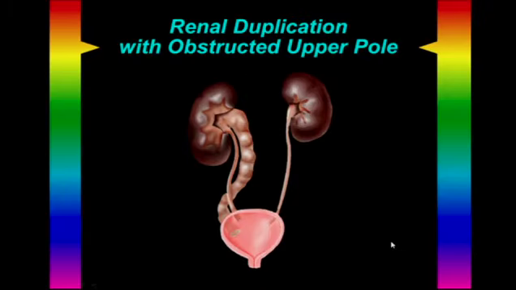Sometimes the kidney develops with two collecting systems. This is called a renal duplication. When this happens, it's not uncommon for the upper pole of the kidney to have an obstructed ureter, while the lower pole has a ureter that's not obstructed, but is more likely to demonstrate reflux.